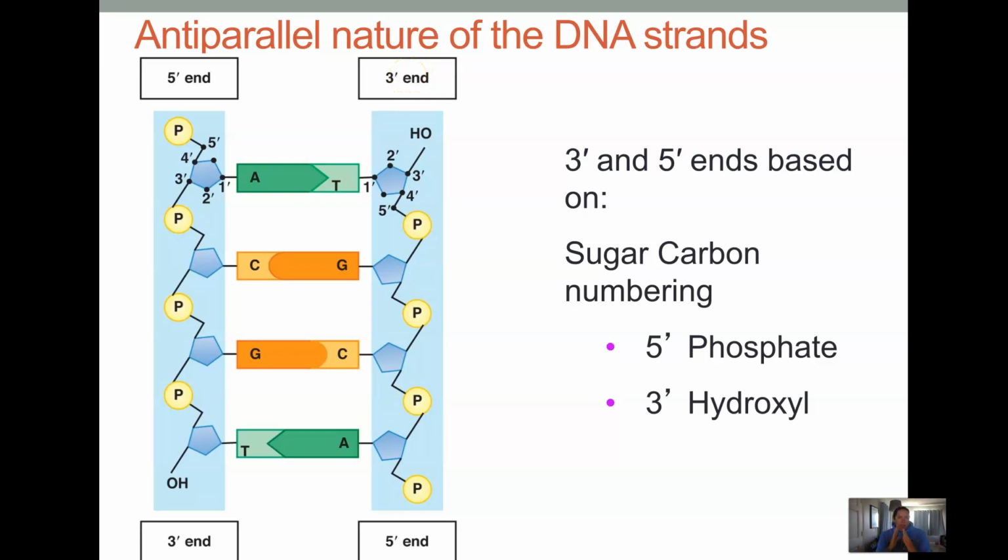I kind of think of it like a two-way street, right? Lanes of traffic on a two-way street are parallel, hopefully. They're never going to cross one another, but they run in opposite directions. So this side of the DNA molecule will run from 5' to 3', whereas this one will run from 5' to 3', but going the other way.